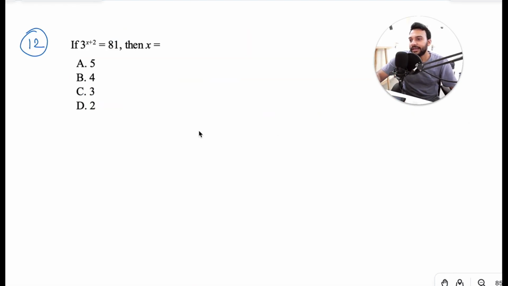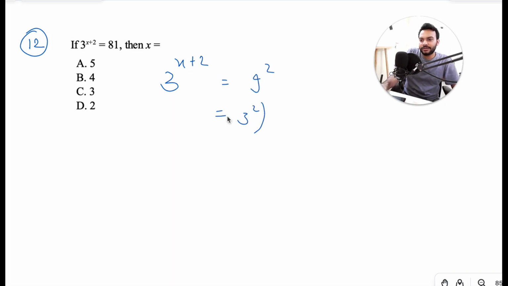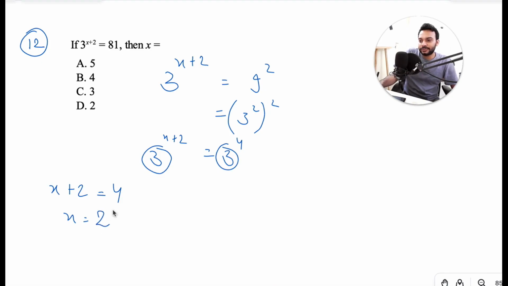Question 12. If 3 raised to the power x plus 2 is equal to 81, then x is equal to. A really simple question. This is an exponential equation. 3 raised to x plus 2 is equal to 81. What is 81? It's 9 squared, or 3 squared squared, or 3 raised to 4. So 3 to the 4 is equal to 3 to the x plus 2. If the bases are the same, the powers must be the same. That's the rule for an exponential equation. x plus 2 is equal to 4. x is equal to 4 minus 2. x is equal to 2.